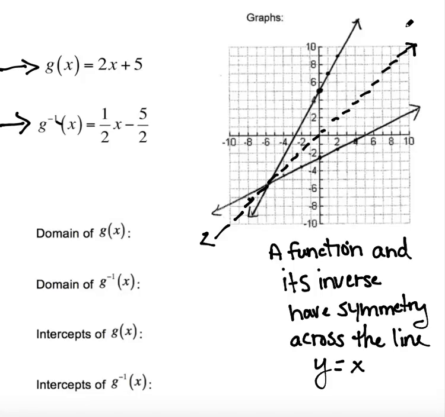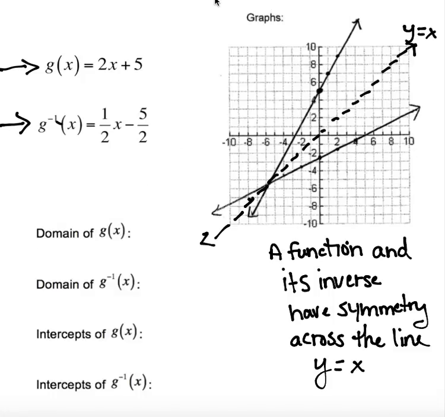Okay, and again, this line right here is y equals x going right down the center of the graph. So every function and its inverse will have that kind of symmetry. Now let's move on. Let's talk about the domain of our original function and our inverse function, and the intercepts of the original function and the inverse function.